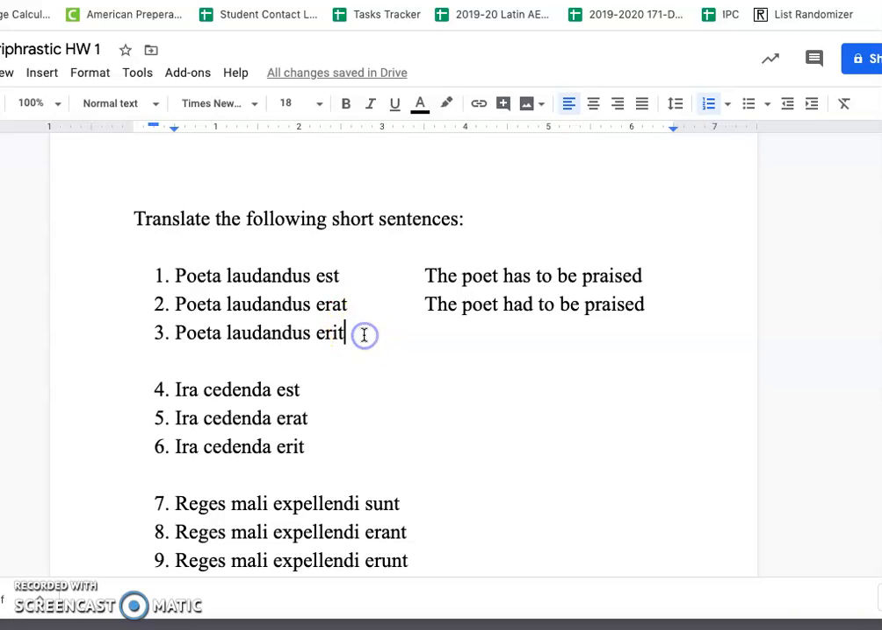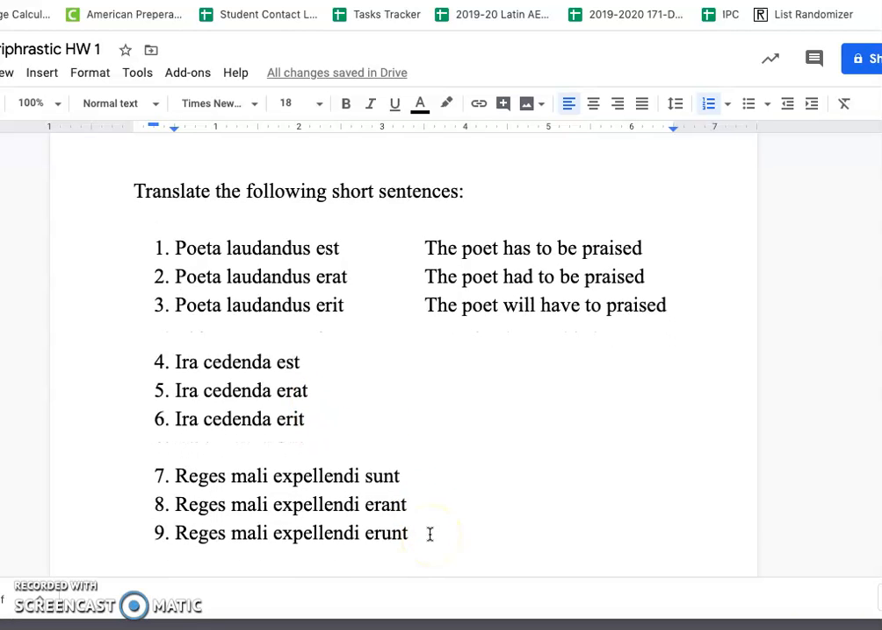And then the last one, poeta laudandus erit. This has not happened yet, but the poet will have to be praised. Like, let's say they write a really excellent poem in the future. If they write an excellent poem in the future, they will have to be praised. All right, that is everything.